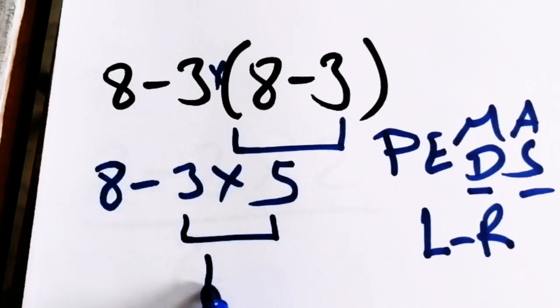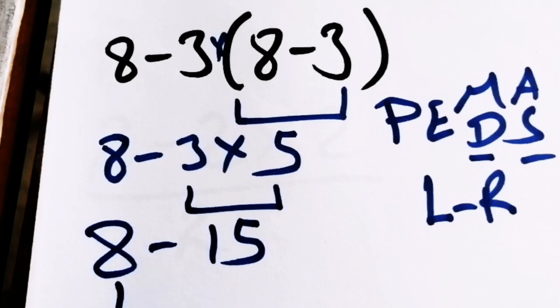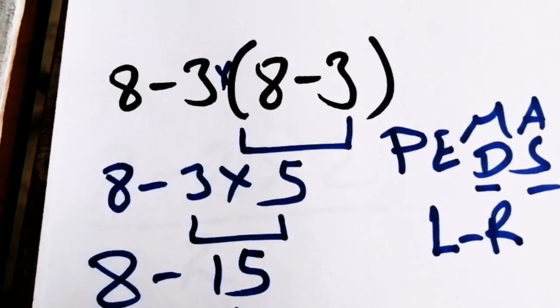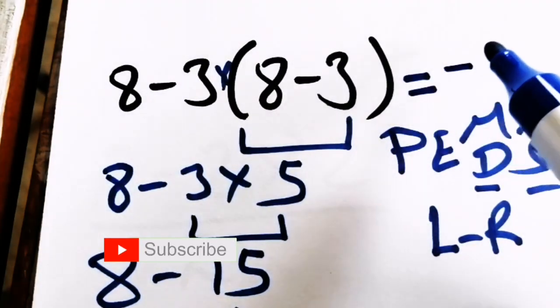3 times 5, which gives us 15. Then 8 minus 15, which equals negative 7. This is the correct answer. Therefore, the correct answer is negative 7.